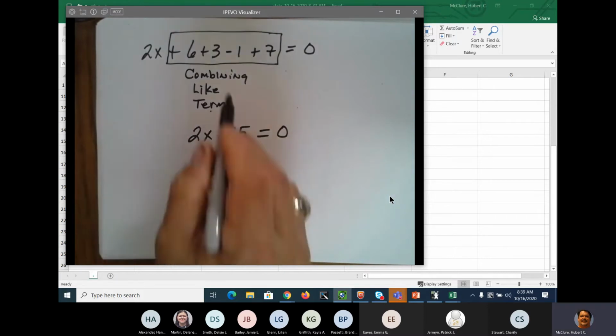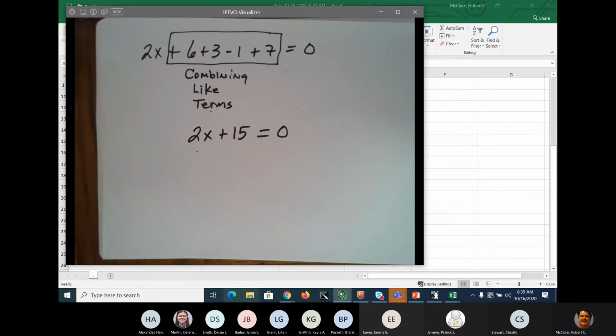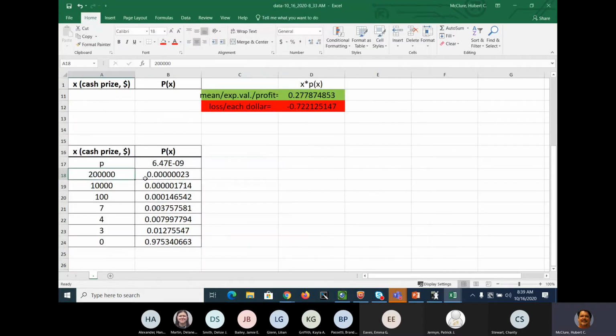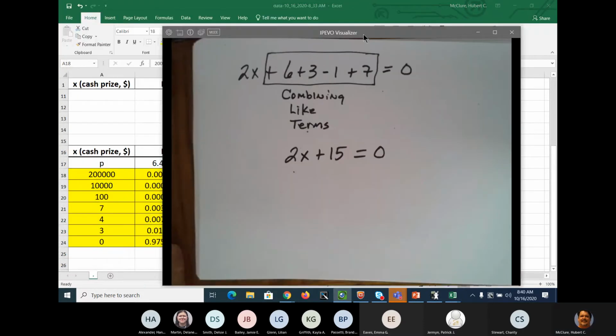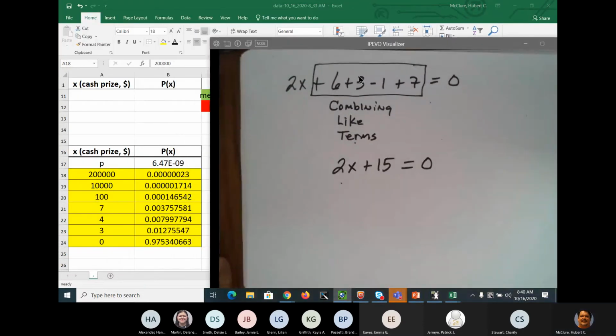Why am I showing you this? Because what is all of this? What is all of that right there? I'm going to highlight that. Ooh, no, I don't want to do that. Yuck. What is all this? That's just like combining like terms. Those numbers right here are just like these numbers right here. So I need to make all these one number, don't I?